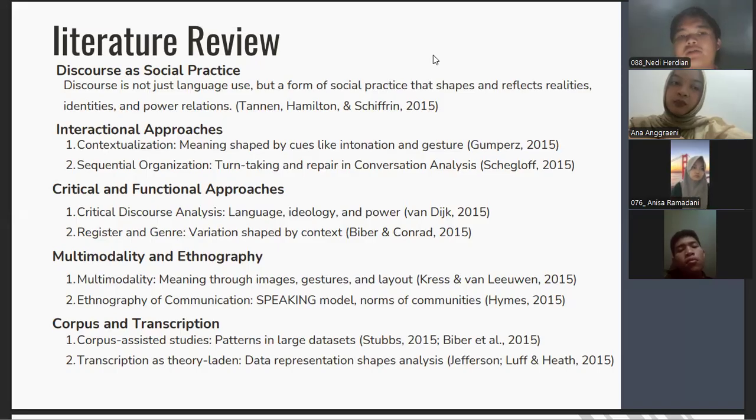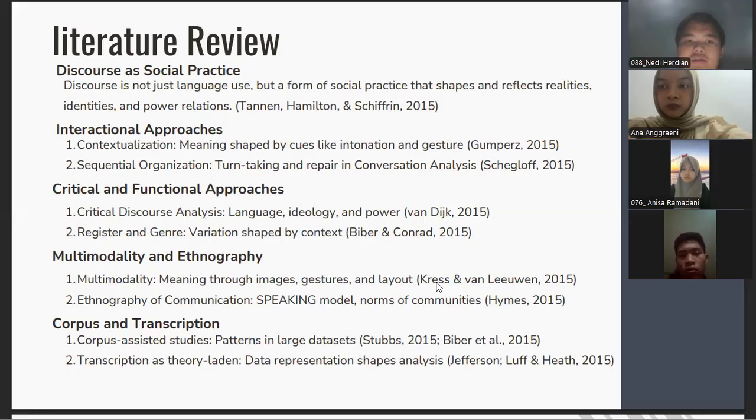And finally, transcription itself is not natural. Love and Heath 2015 demonstrate how transcription choices foreground certain aspects, like gesture, intonation, or pauses, while backgrounding others. Jefferson's detailed transcription conventions in conversation analysis highlight this, reminding us that data representation always shapes the analysis.